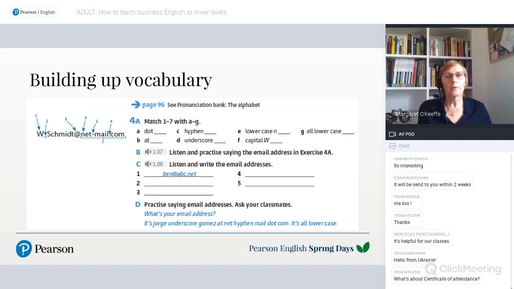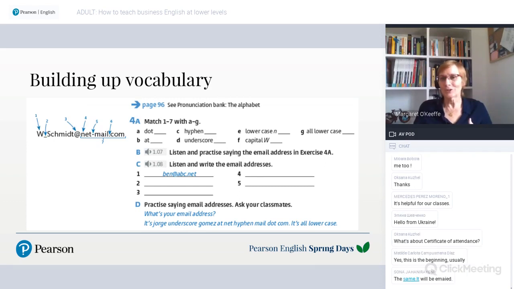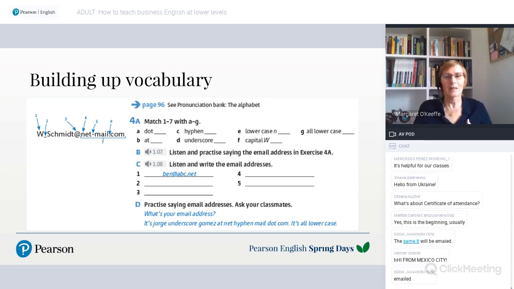And then we've done something here that's very useful, I think, for students: the text is just an email address. Now, there is so much that can be done with an email address. It's amazing. First off, you're going to revise the alphabet with the students. Then you're going to look at the punctuation of email addresses, things like the at and the dot. And then obviously from that, the students can get some listening practice where they can write down the answers. And then they can obviously practice saying email addresses as well.